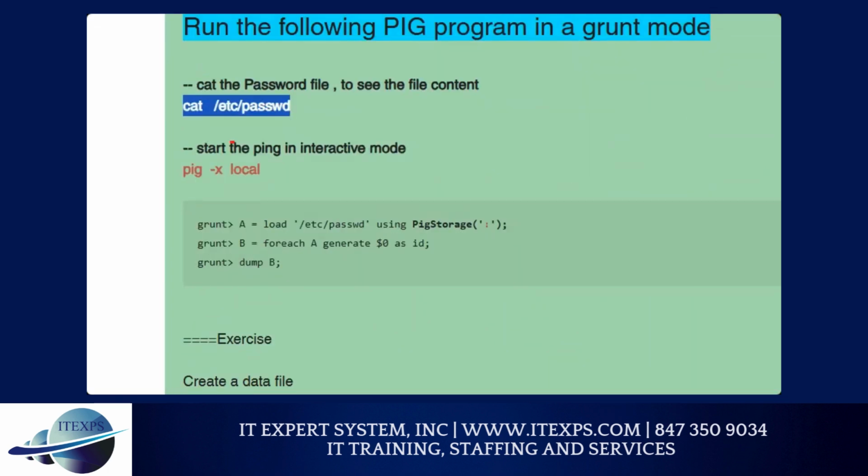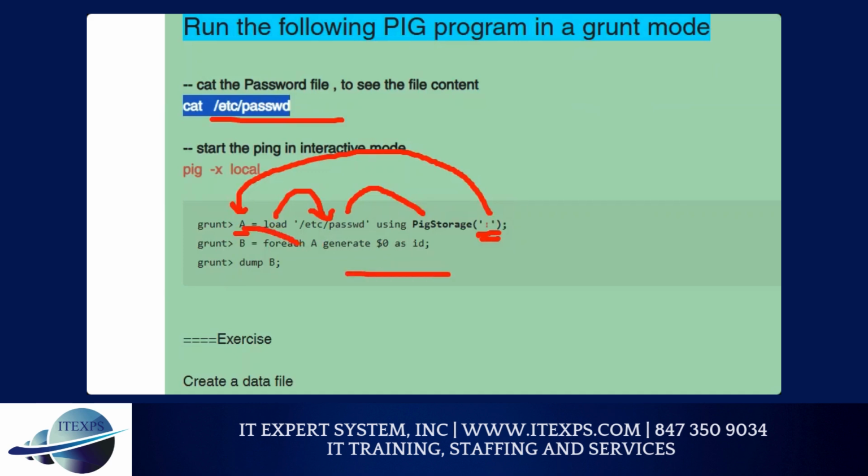Let's repeat it. This is the file. We are saying load this file using PigStorage. File has columns separated by colon, in single quotation. And whatever you load, name that file as A. You can say it's a variable. It's a temporary storage. It stores the file as A. Then you can say foreach A, in the sense A file has a lot of lines, loop each line and get the first, $0 means first column.